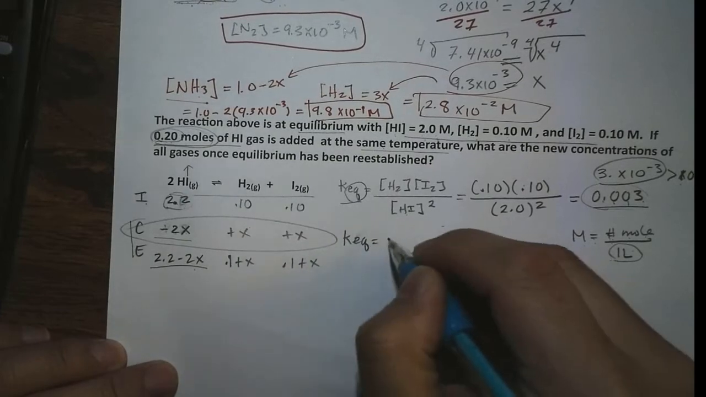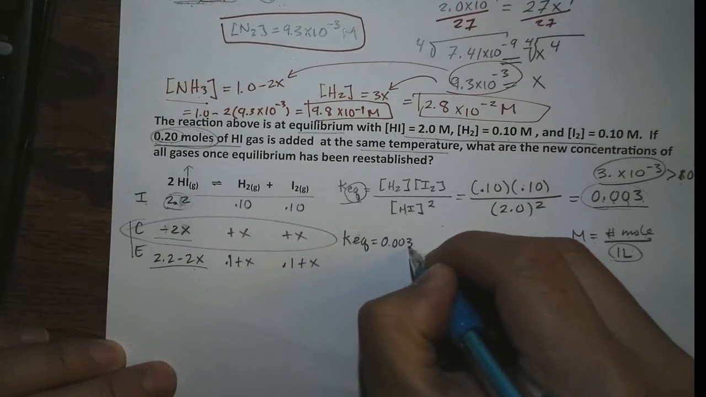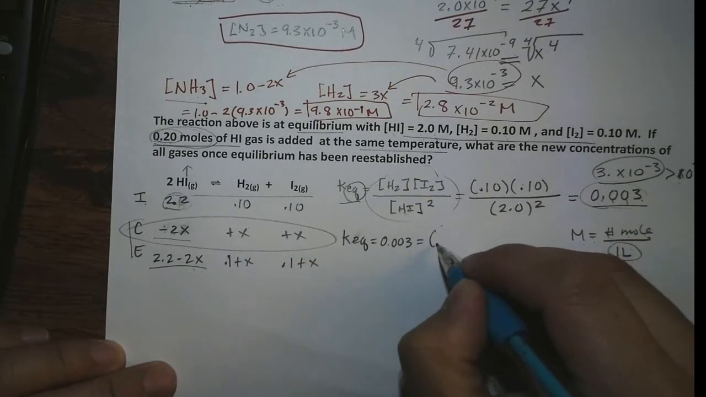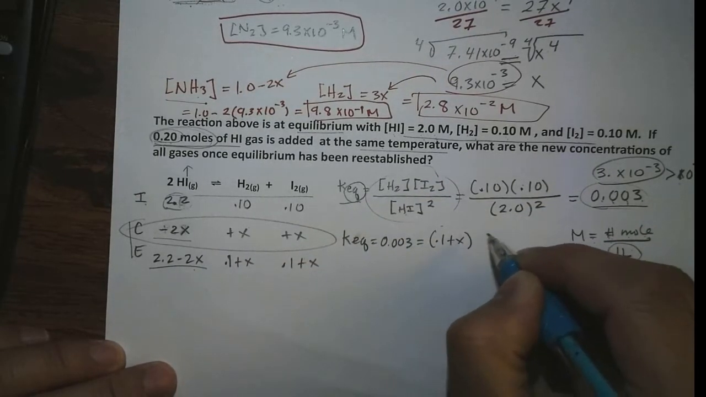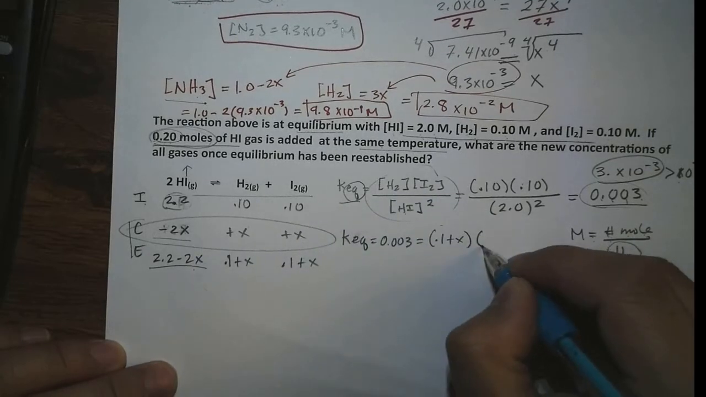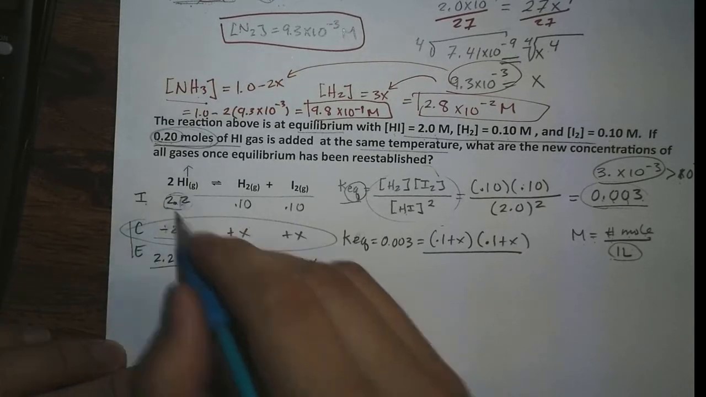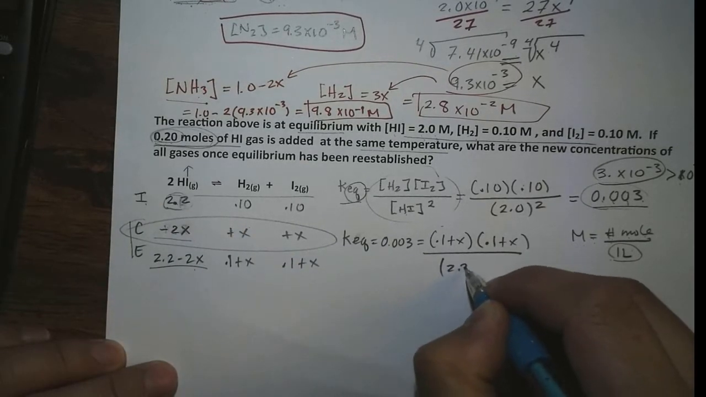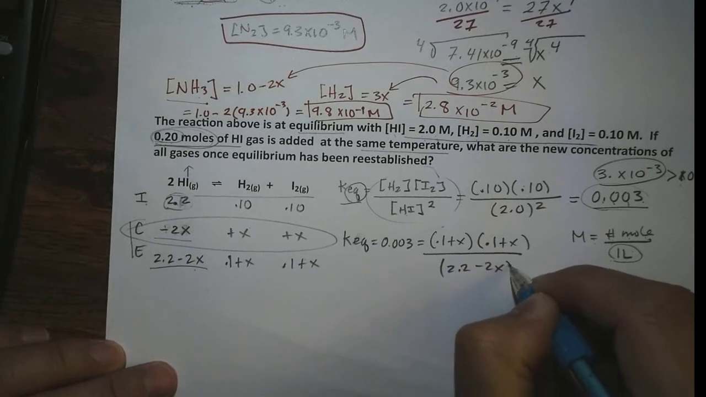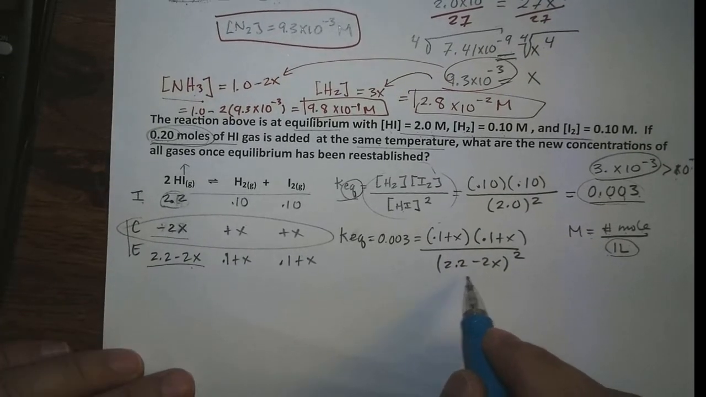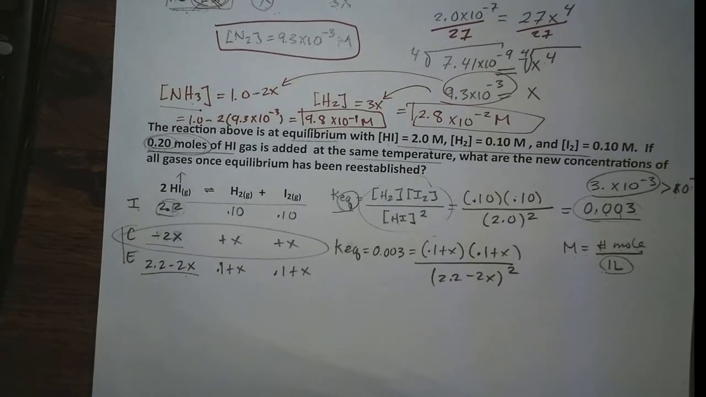K_eq equal to 0.003. Plug this in, which we know is 0.1 plus x, and this is also 0.1 plus x, divided by the bottom number, which we know is (2.2 minus 2x) squared. If we were to expand this polynomial, it would give us a quadratic formula. That's what makes the whole problem very difficult, okay?